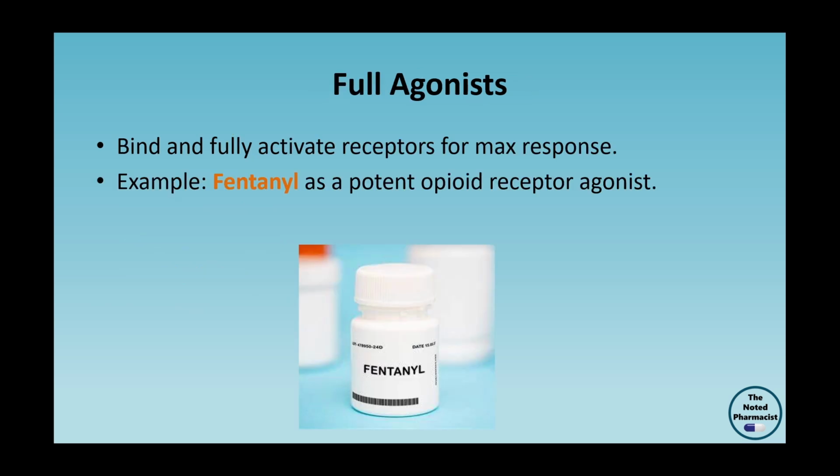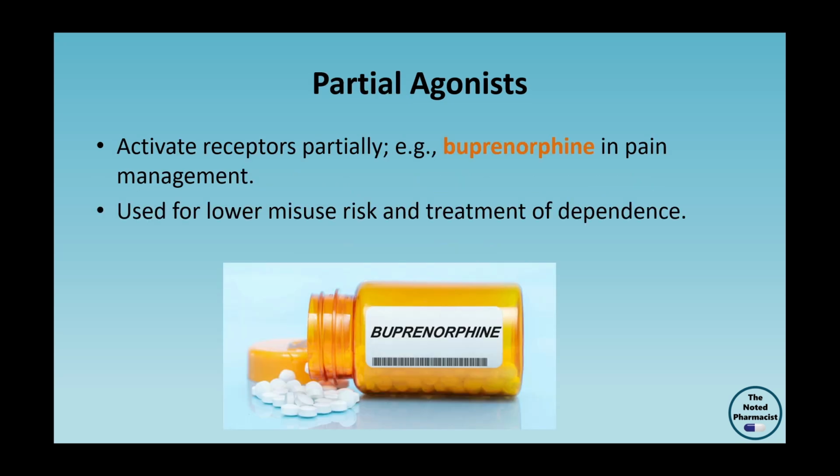Agonists or full agonists are drugs that bind to receptors and fully activate them to produce a maximal biological response. An example is fentanyl, a potent full agonist of opioid receptors, often used in pain management. In contrast, partial agonists like buprenorphine at opioid receptors elicit only partial effects, making it ideal in pain management with a lower risk of respiratory depression.